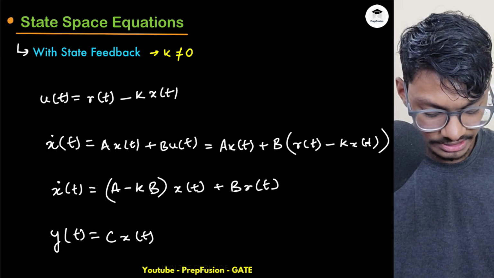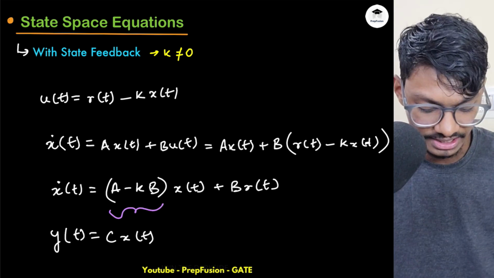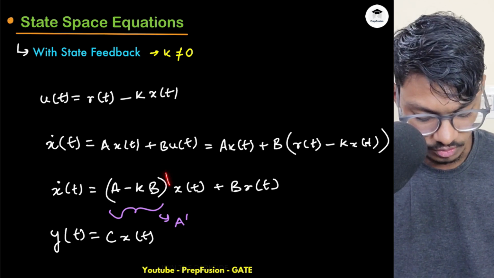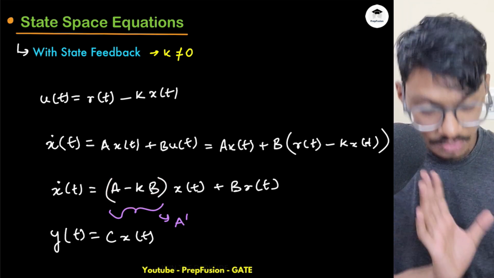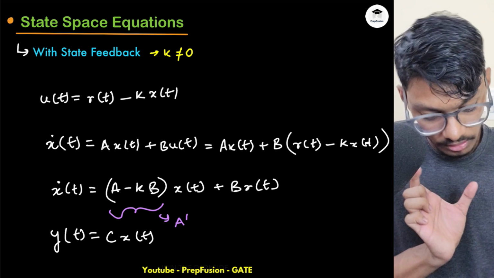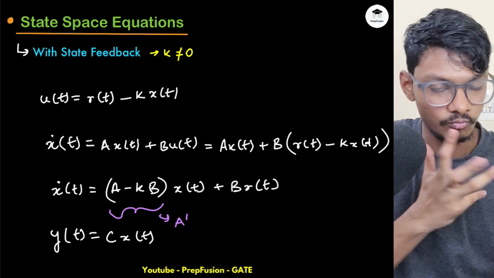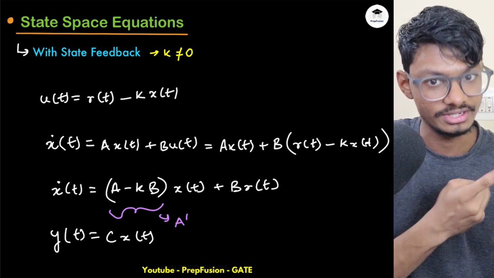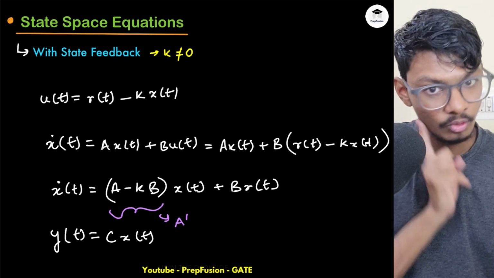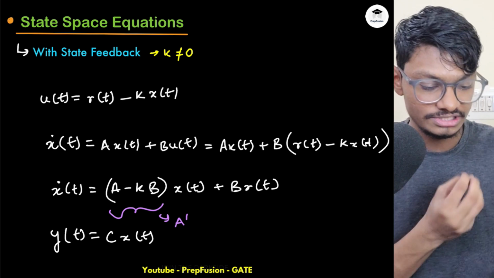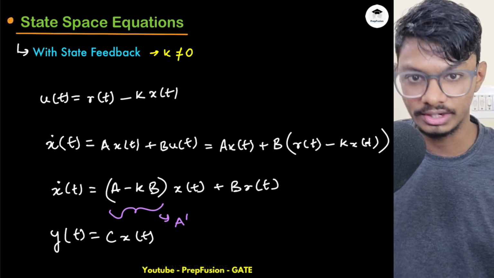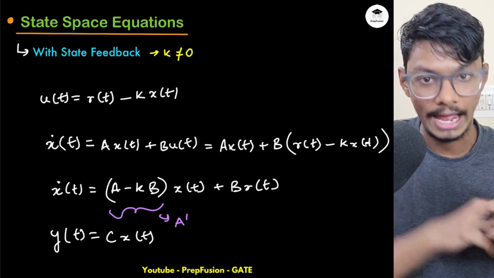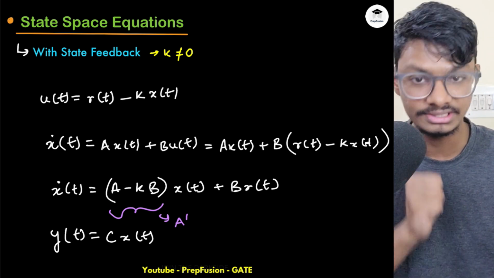So what I am observing is that my system matrix A has changed from A to A dash. So A dash is equal to A minus KB. So the system matrix has changed. If my system matrix has changed, what can I do with it? Basically, if I can change my system matrix, I can change the pole locations of my system. If I can change the pole locations, obviously it will change the behavior of the system, and whatever time domain response and frequency domain response I want, I can control that with this state feedback.